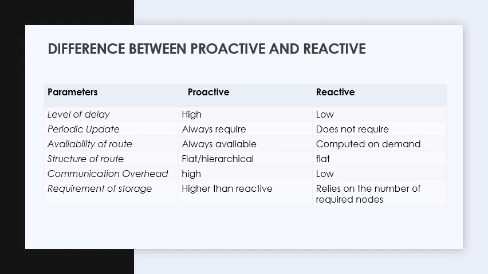Structure of route. In proactive protocol, the structure of route is flat or hierarchical, while in reactive protocol it is flat. Communication overhead is high in proactive protocol while it is low in reactive protocol. Requirement of storage is higher in proactive protocol than reactive, while in reactive it relies on the number of required nodes.